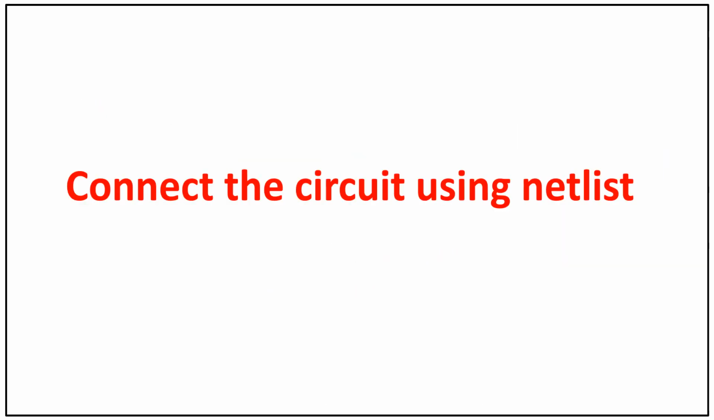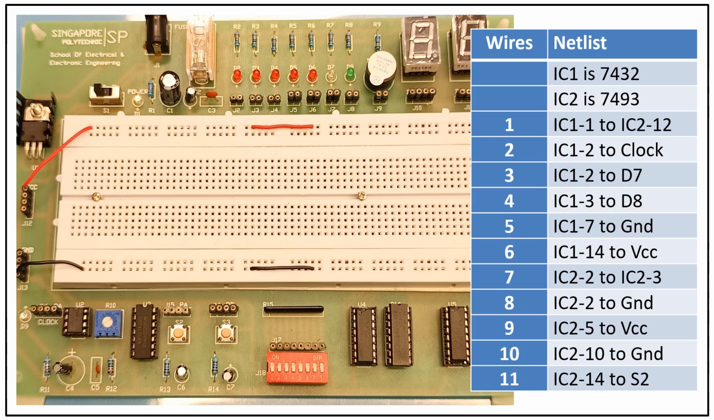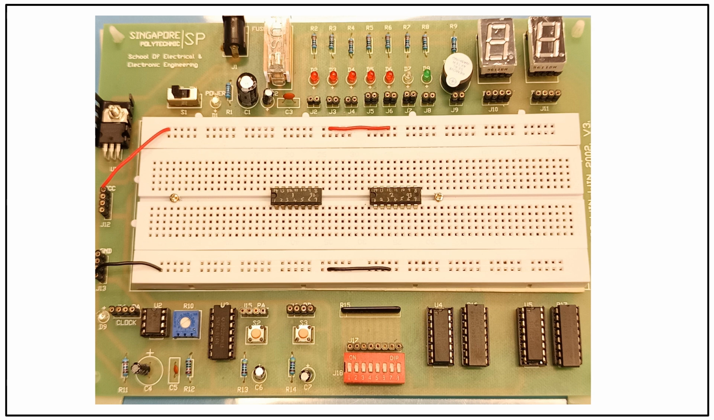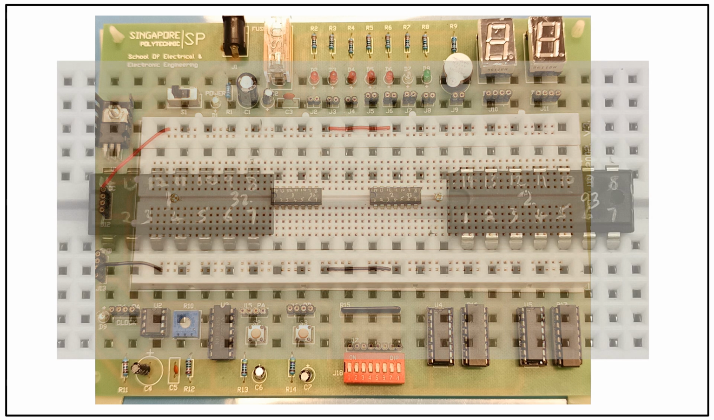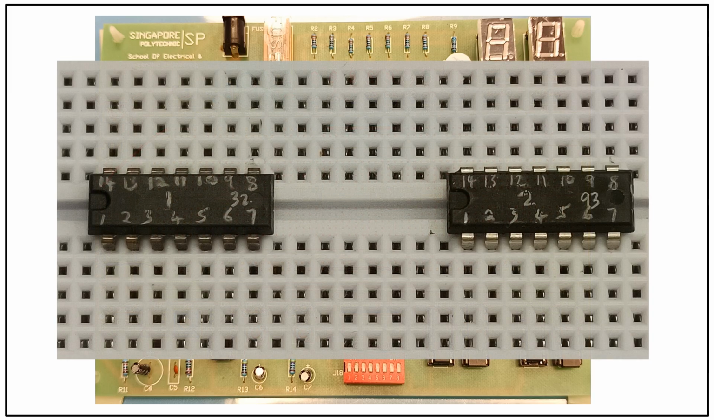Connect the circuit using the netlist. With this netlist, we can connect the circuit without using the circuit diagram. From the netlist, we know there are 11 connections and need only 11 jumper wires. Pin labeling on the top of the IC, and sequential arrangement of the ICs, can expedite the connection process.